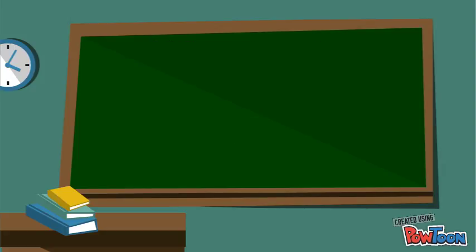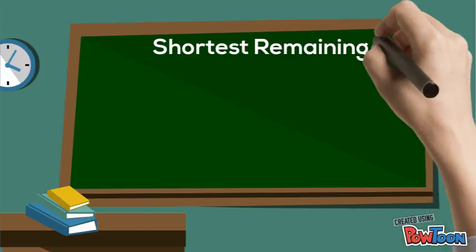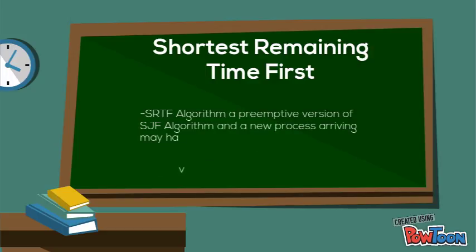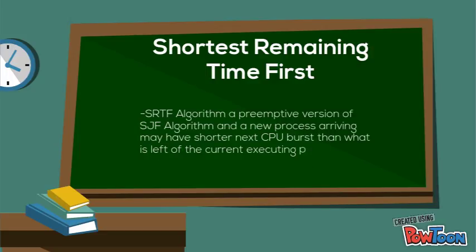Here's the first preemptive algorithm. Shortest remaining time first. SRTF algorithm, a preemptive version of SJF algorithm. And a new process arriving may have shorter next CPU burst than what is left of the current executing process.